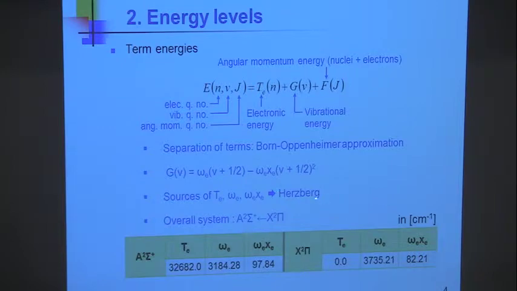You would go to, say, Herzberg as an example, and you'd look up and you'd find this row here, for example, for the A2 sigma plus state of OH. There's the electronic energy, 32,000 wave numbers. There's the vibrational frequency, 3,184, omega e x e. And then if I went to the ground state, X2 pi, here we are, term energy 0. So you go to a tabulation like this, and you immediately have T, omega, and omega e x e, which are, you immediately have this term.